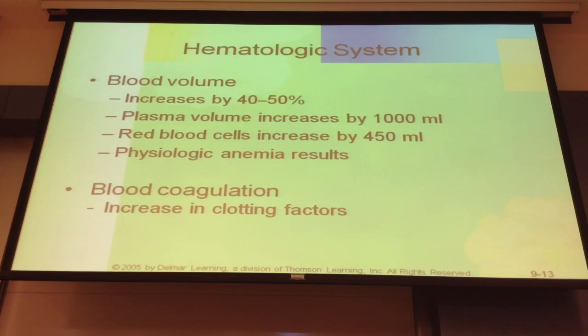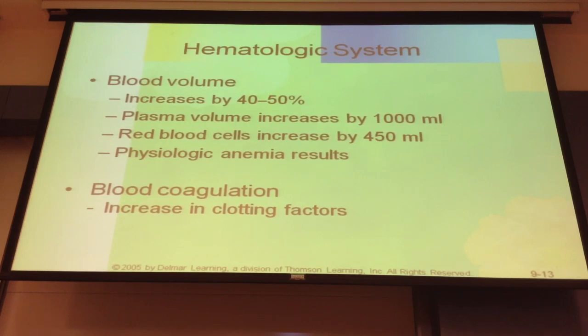That's a lot more blood, so it is going to have an effect on her. What's interesting here, though, is that it doesn't increase uniformly between plasma and cells. You can see up there, the plasma increases about 1,000 milliliters. The red cells only increase about 450 milliliters. So that's about a 50% increase in plasma, about a 30% increase of cells. So it's a little bit off balance.